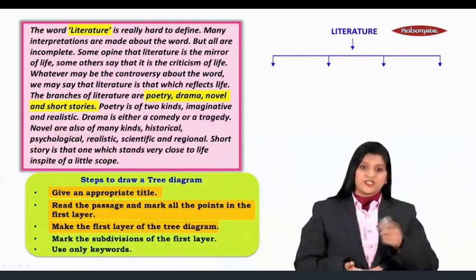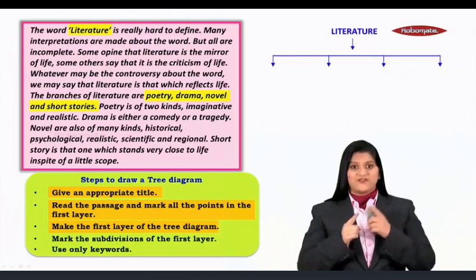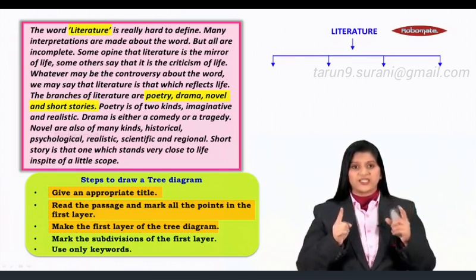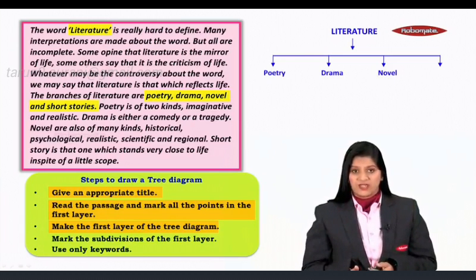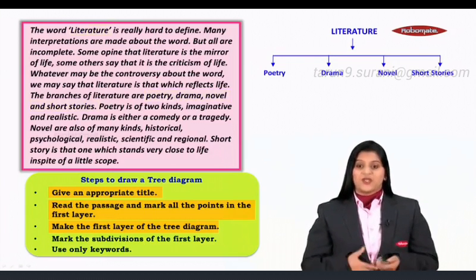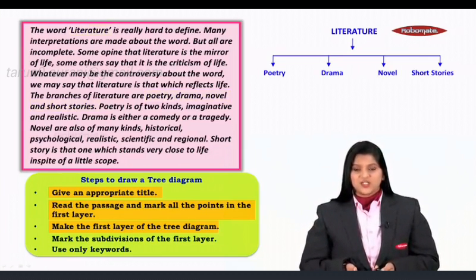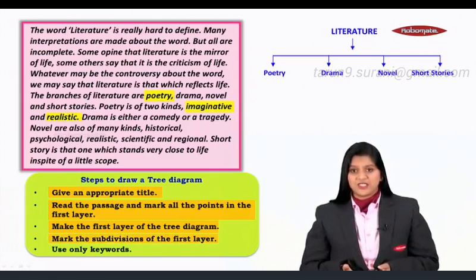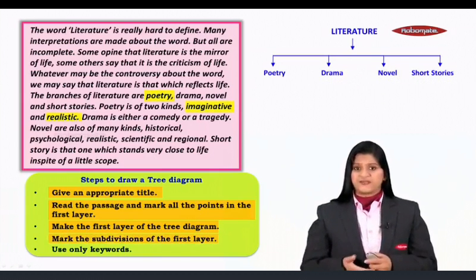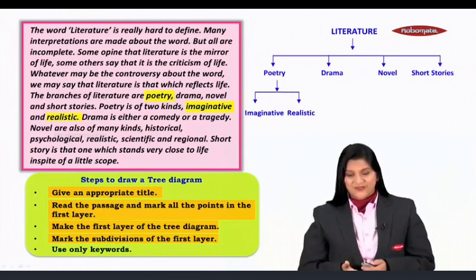Now, put it in the form of the tree diagram. You make lines in such a way, divide the entire line into 4 parts, put arrowheads everywhere and then start writing poetry, drama, novel, short stories. Okay, now mark the subdivisions of the first layer. That means you'll have to look for poetry and its subdivision. For example, here poetry is of 2 types, imaginative and realistic. So, you will make your second layer here.